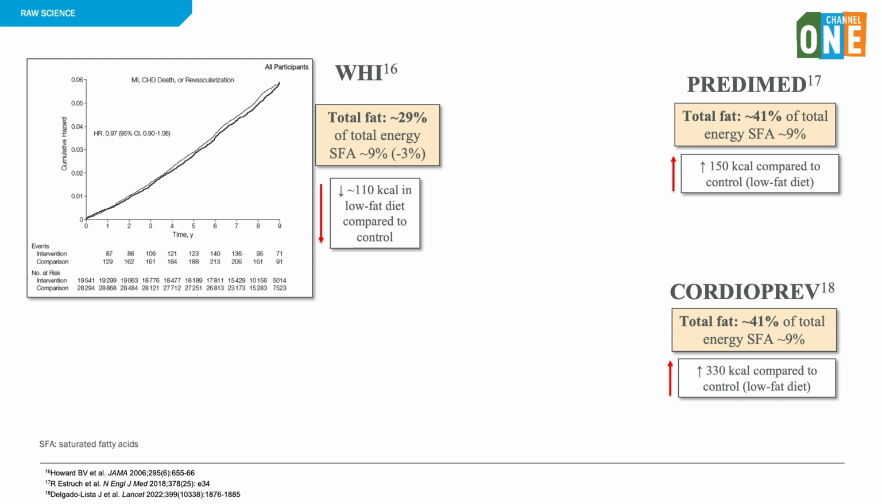But what about a higher fat diet? So a high unsaturated fatty acid diet. In the Predimed study, this was a primary prevention study with patients who did not have an established cardiovascular disease, but presented risk factors for it. And the CardioPrep study was a secondary prevention study, so patients who had an established atherosclerotic cardiovascular disease. Patients were randomized, in the Predimed, to either a low-fat diet, a high olive oil diet, or a high nuts diet, and in the CardioPrep, a high olive oil diet.